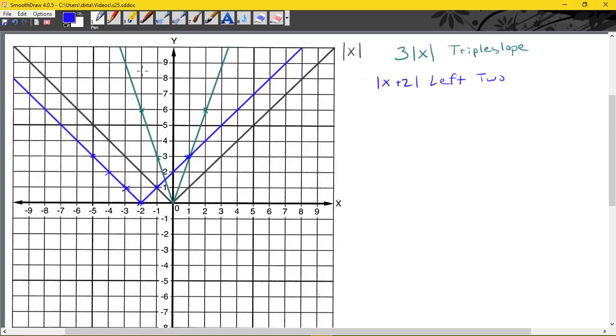Maybe what we could do is take 3 absolute value of x plus 2. What that's going to do is it'll go left 2, then triple the slope. And the order can be very important. 1, 1 goes up to 3. This instead of 2 is going to be at 6. Instead of this being at 3, it's going to be at 9. The order can be very important.